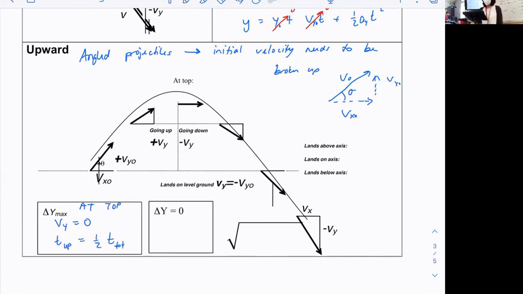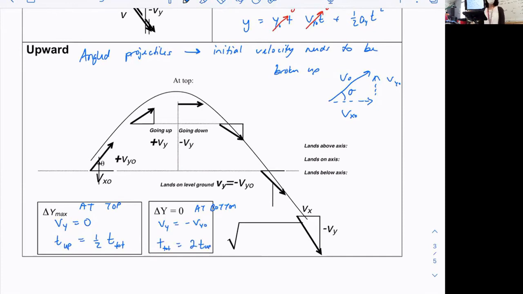When it comes back down here at the very bottom, so when delta y is equal to 0, now we're at the bottom. I didn't format my paper very well. At the bottom, delta y is equal to 0. And so vy is actually equal to the negative of the initial y velocity. And you could think of this in terms of the total time being twice the time to go up.